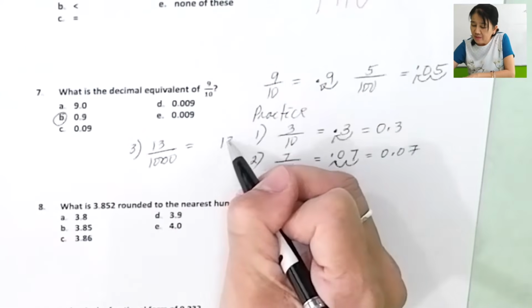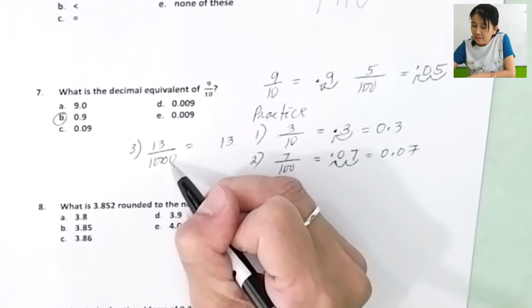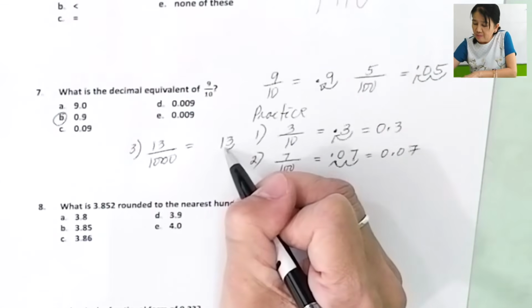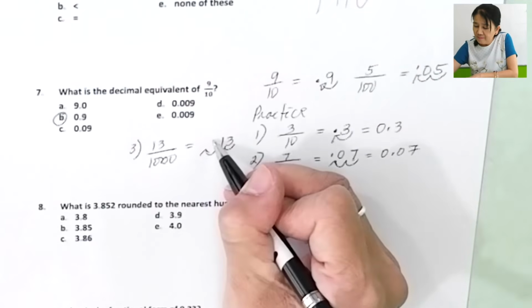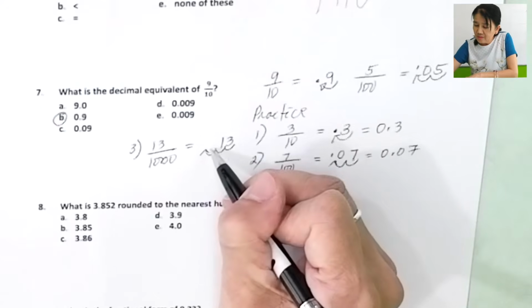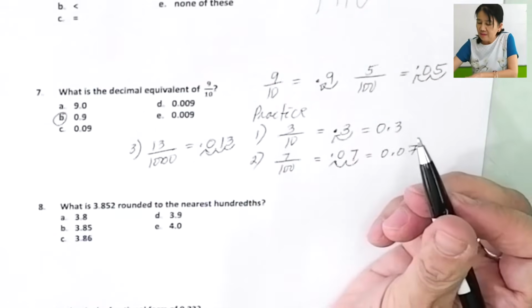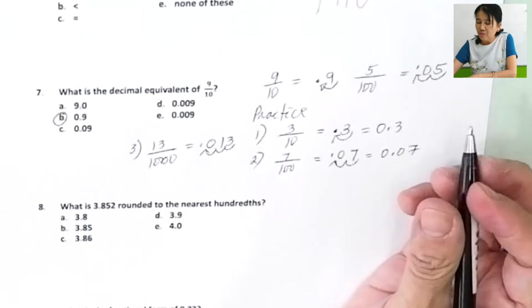So, copy 13, move the decimal point 1, 2, 3, three places to the left. There. Yeah, 0.013.